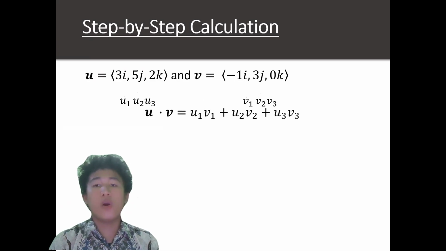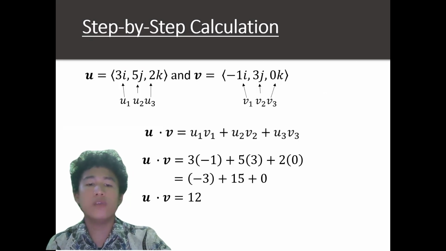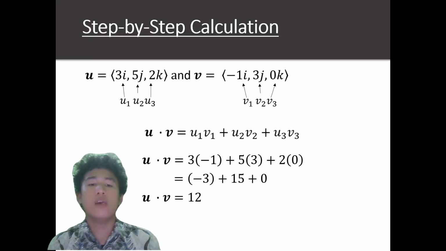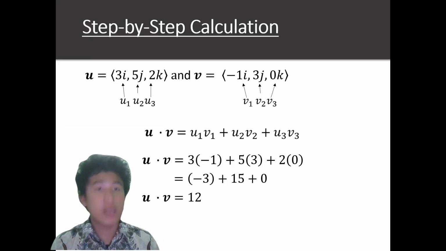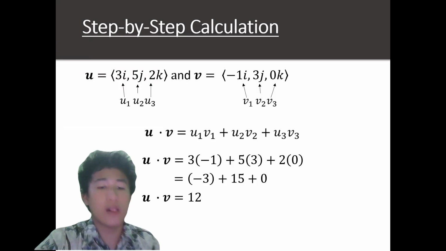Because we know the value of each variable, we can substitute the values into the formula, and it becomes 3 times minus 1 plus 5 times 3 plus 2 times 0, which becomes minus 3 plus 15 plus 0. So the result of vector u dot vector v equals 12.